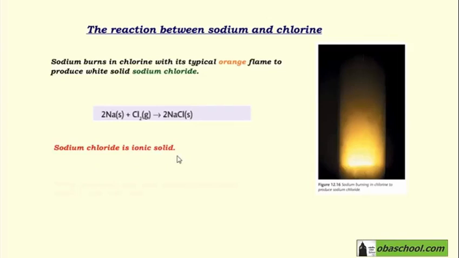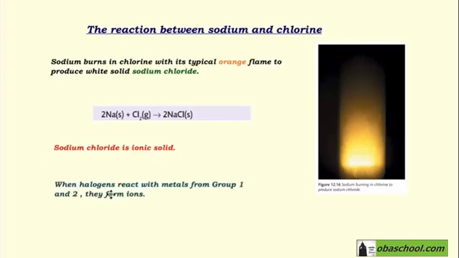Why is it an ionic solid? Because the charge of sodium is plus and the charge of chlorine is minus, and since they are plus and minus, they will react together. Thus, they are an ionic solid, right?